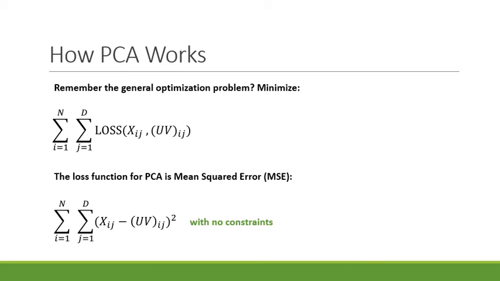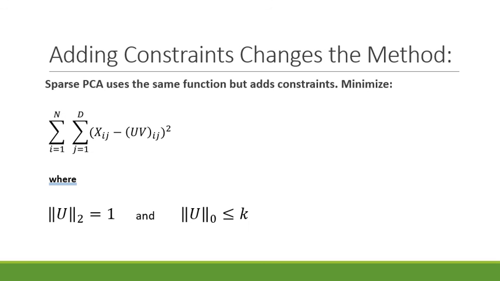Our general optimization problem was to minimize that loss function. For principal component analysis, the loss function is the mean squared error of our regression model. There are no constraints. If we add constraints, we change the method. There's a method called sparse PCA, which uses that same loss function of mean squared error, but adds constraints on U.